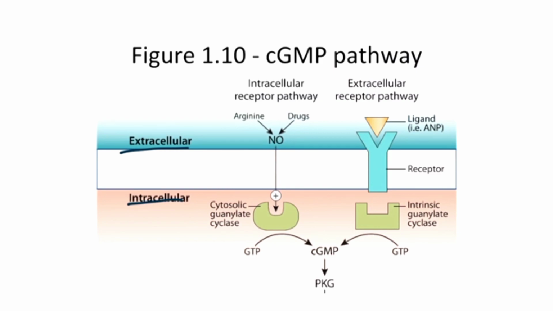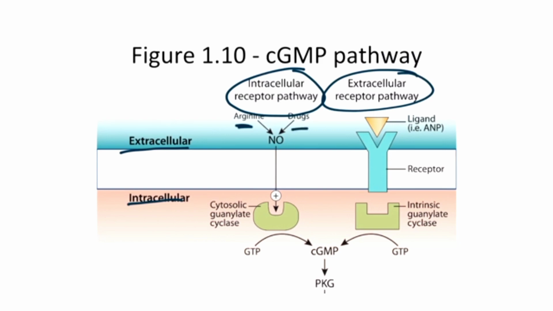This second messenger system is a little unique because there are 2 pathways you need to be familiar with: the intracellular receptor pathway and the extracellular receptor pathway. In the intracellular pathway, the amino acid arginine or exogenous drugs can be converted into nitric oxide, so NO. The nitric oxide diffuses across the plasma membrane and stimulates cytosolic guanylate cyclase. And this is an enzyme which converts GTP into cyclic GMP.